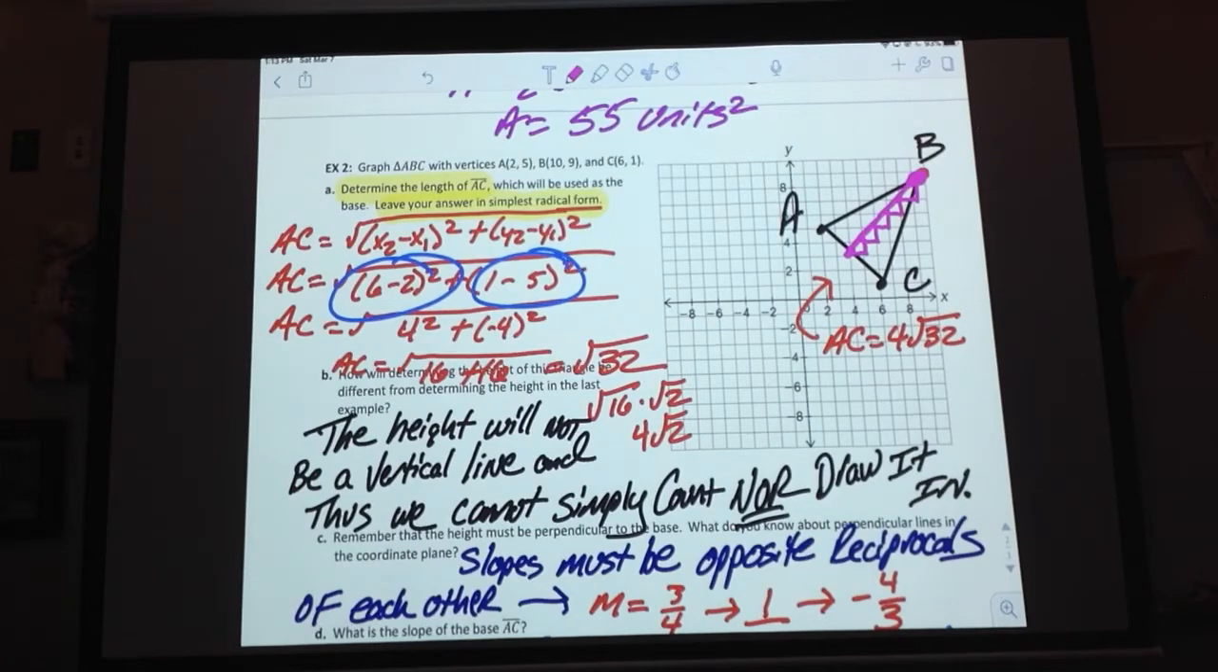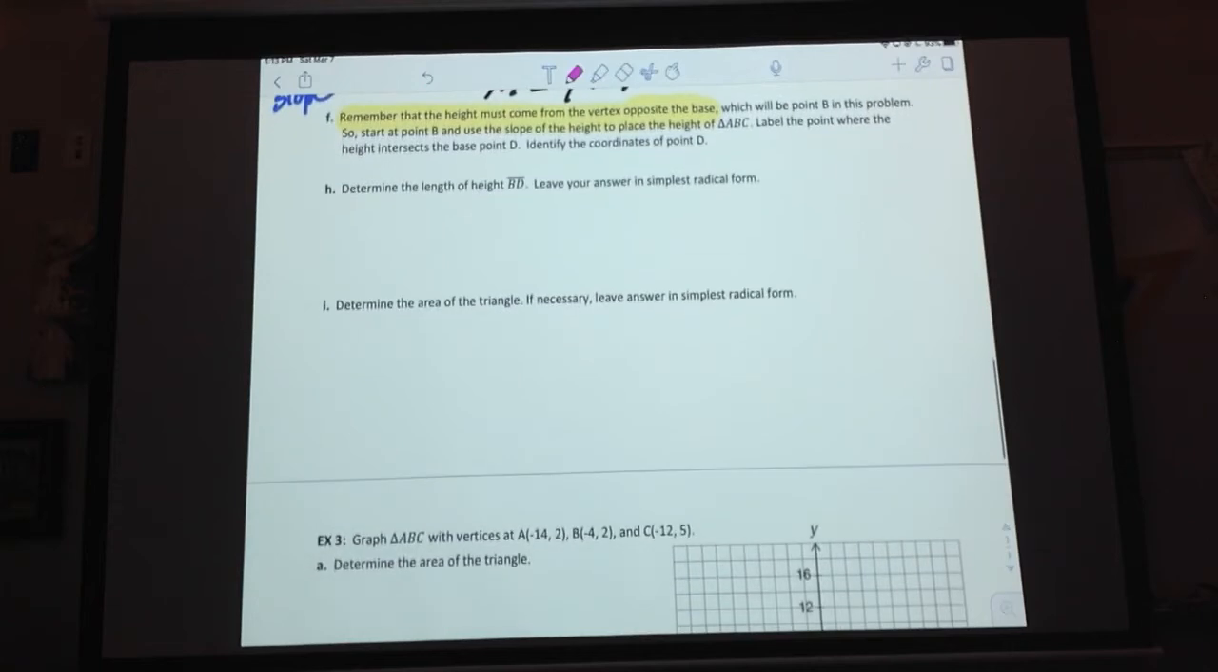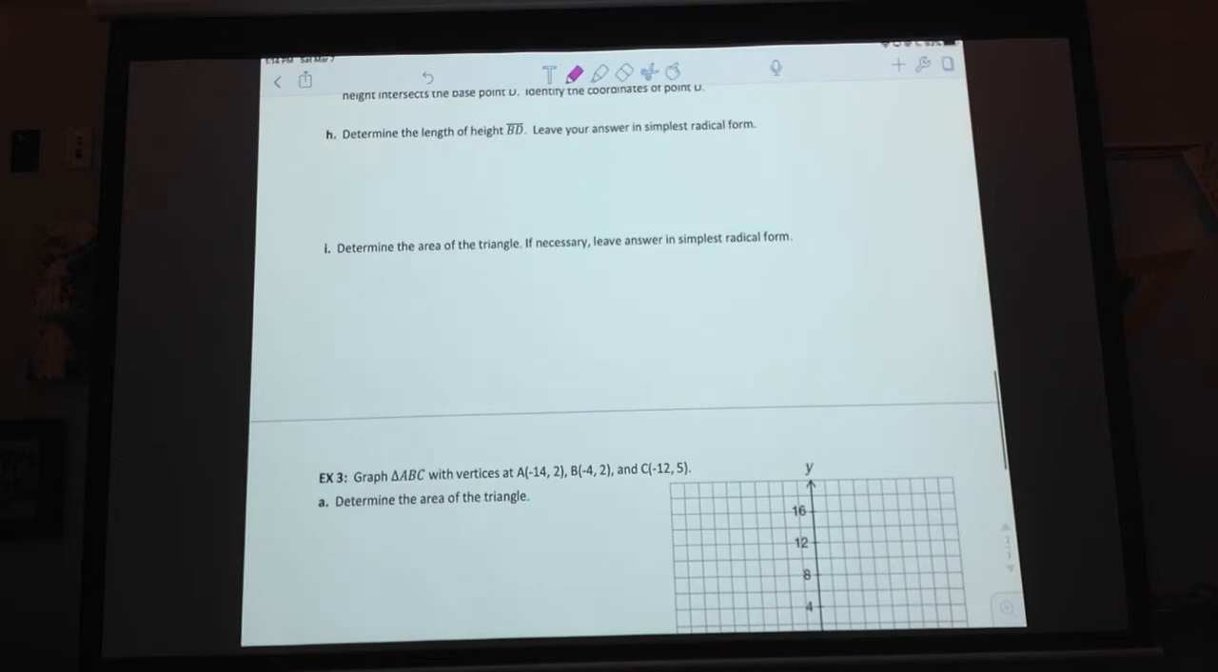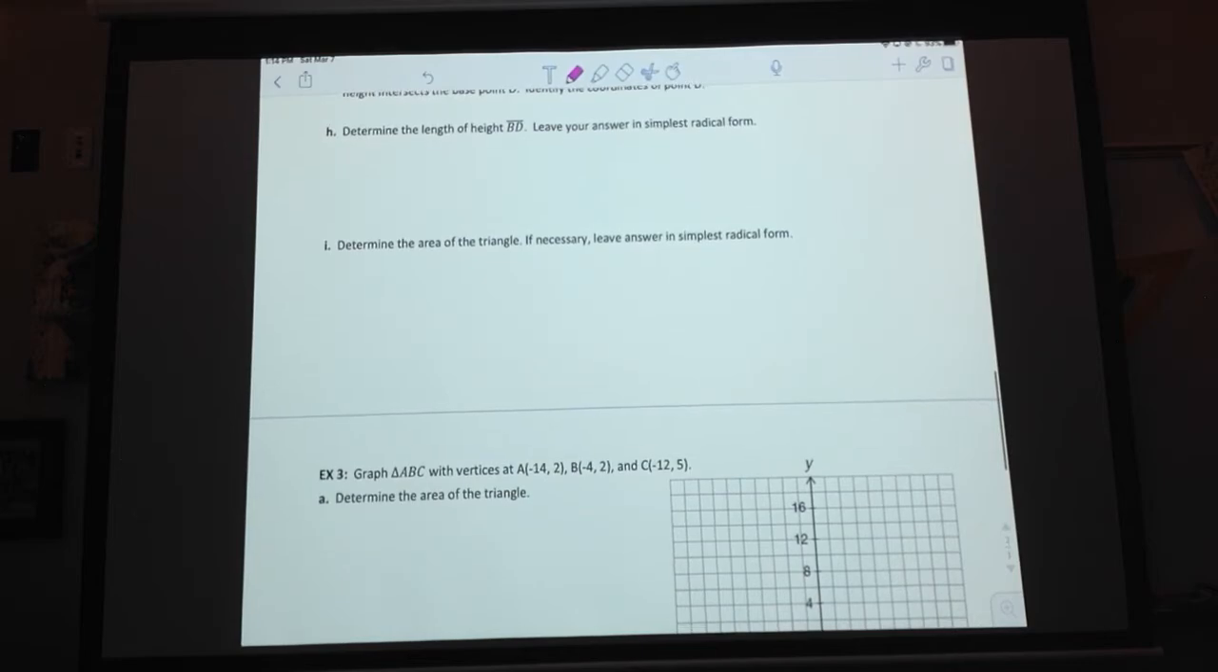Now I had those stairs in there because I want you to see it. So this becomes point D. Okay. Now BD is my height. So BD is now my height of triangle ABC. Okay. So let's keep going. It says determine the length of height BD. Leave your answers in simplest radical form.